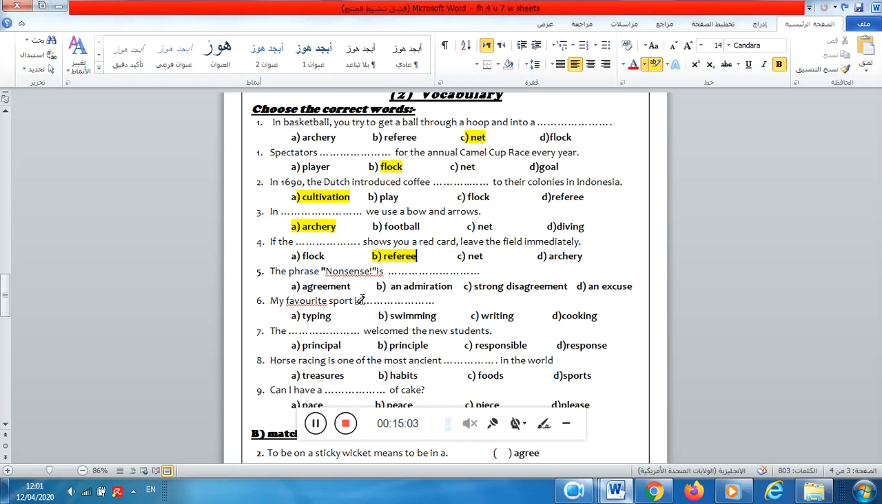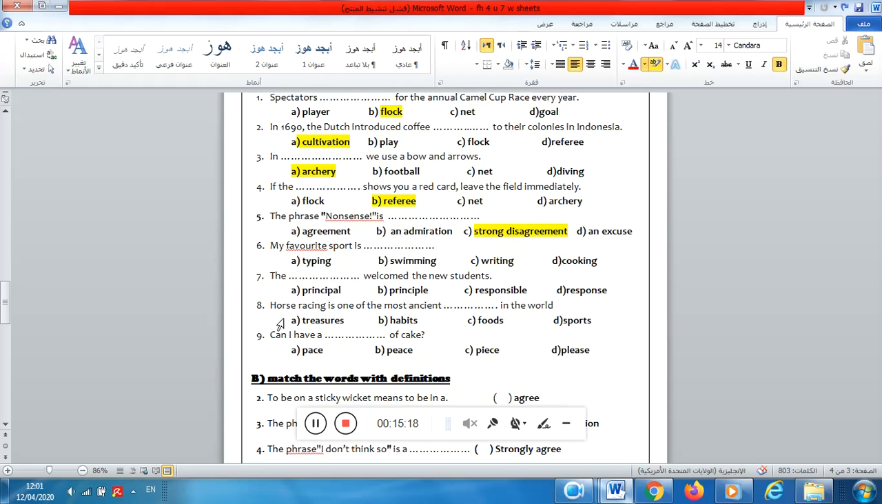The phrase "nonsense" is... what do you think? Agreement and admiration, or strong disagreement? Of course, when you strongly disagree with something, you say nonsense. My favorite sport is... What is a sport here? I can hear somebody say, yes, it's swimming.